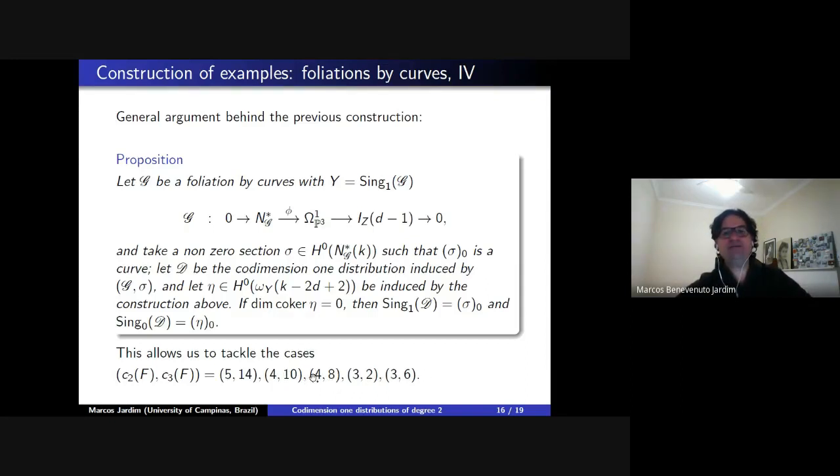You just have to be smart and clever about choosing this sequence and choosing the section. Right? So if you are clever about it, you can do it. Okay, so this is the third technique, right? So the third way to construct examples.